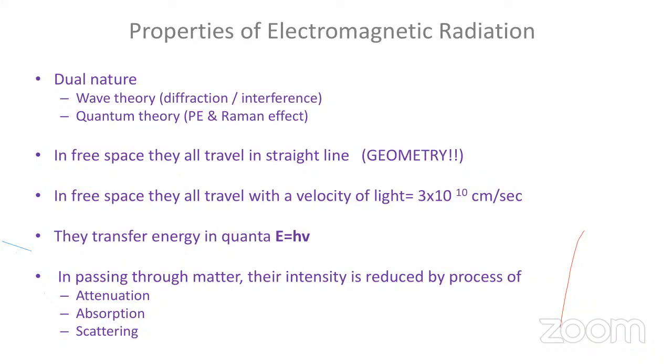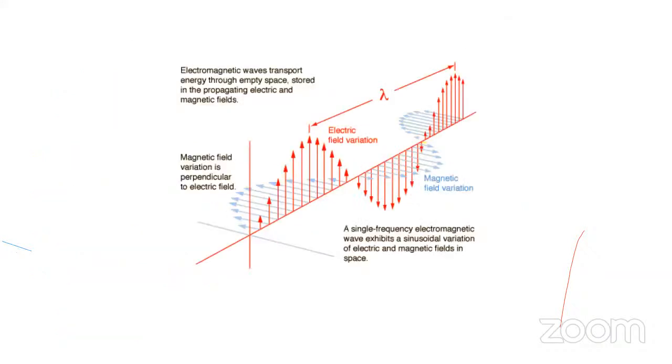in the photon depends upon the wavelength. So there is Planck's constant and the h mu. They transfer energy. And when they pass through matter, their intensity is reduced by the process of attenuation, absorption, and scattering. This is something which we will discuss in much greater detail.